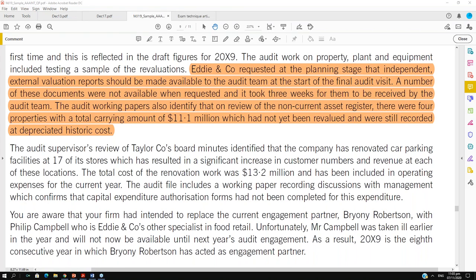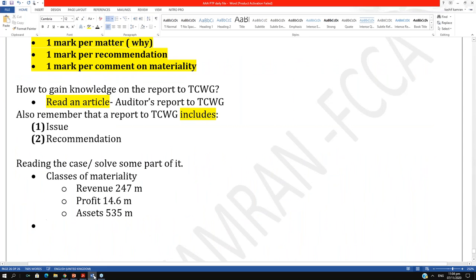Okay. So Eddy and Company requested at the planning stage that the independent external valuer report should be made available to the audit team at the start of the final audit. All these documents were not available when requested, and it took 3 weeks for them to be received. So is that the first issue you will be telling to those charged with governance, that the documents were delayed? Is that important to be informed to TCWG, that we didn't get the documents on time and it delayed our audit? It caused inefficiencies in our audit, right? So the very first issue you will be telling in the report to those charged with governance is number one, issues.